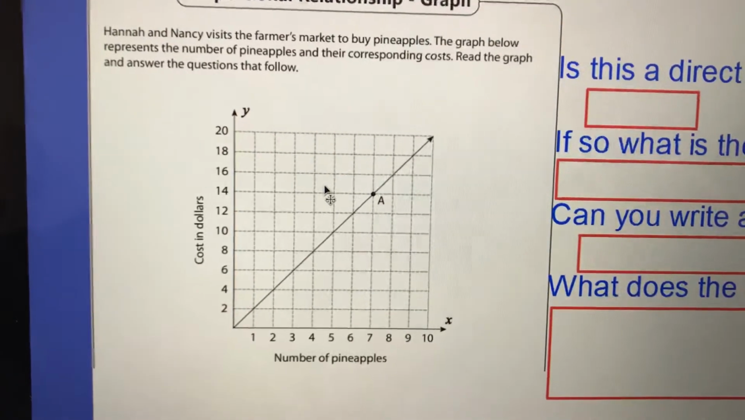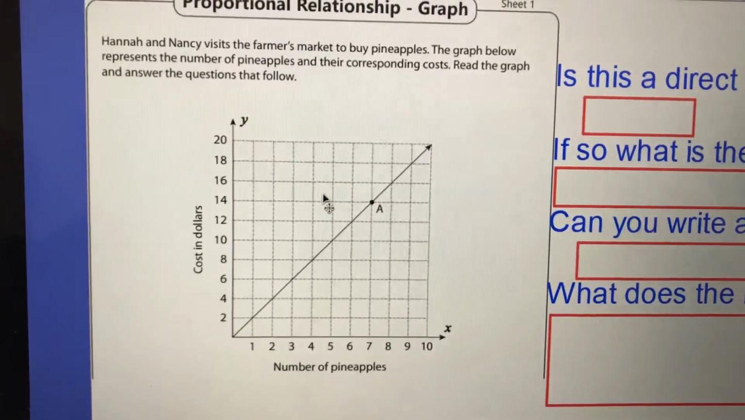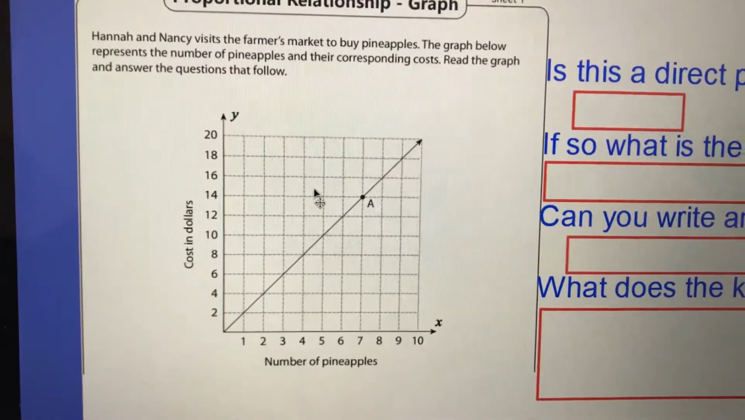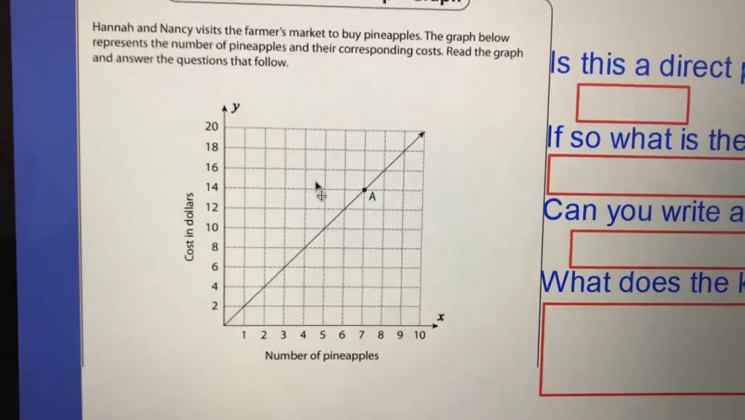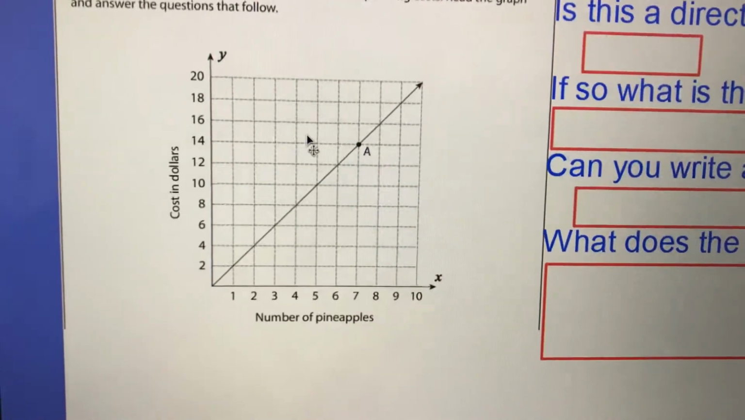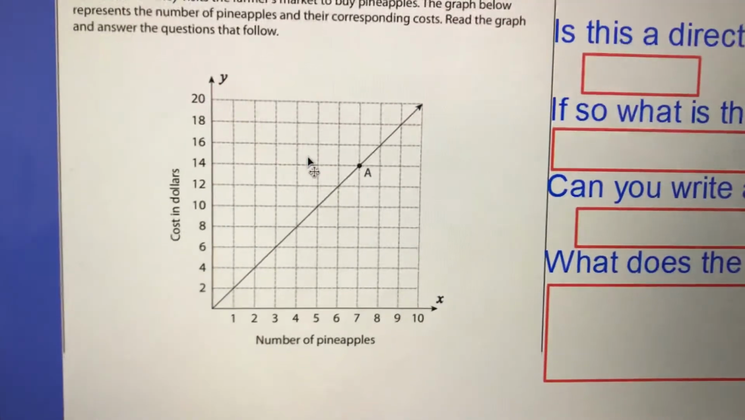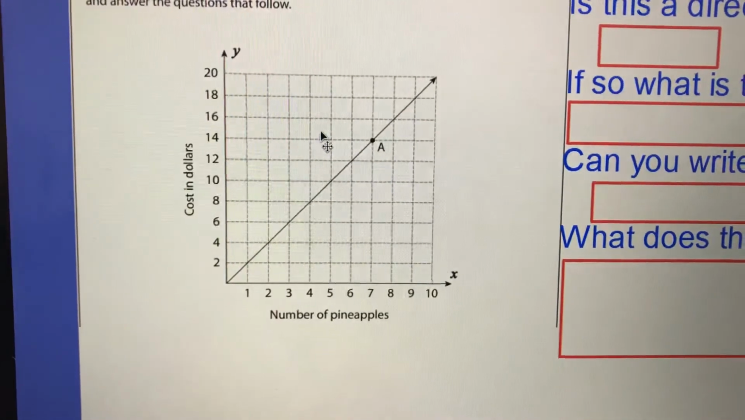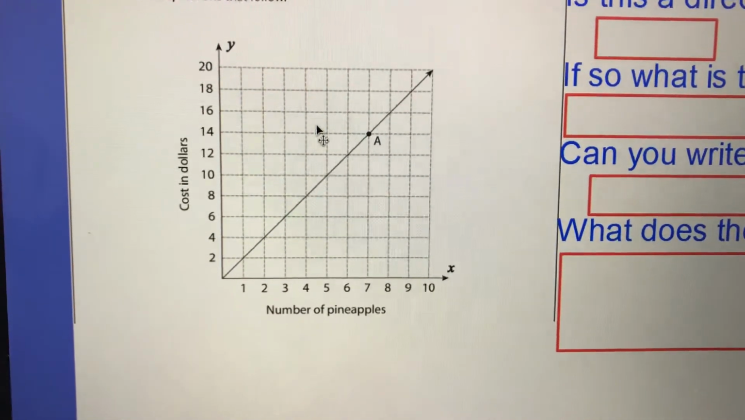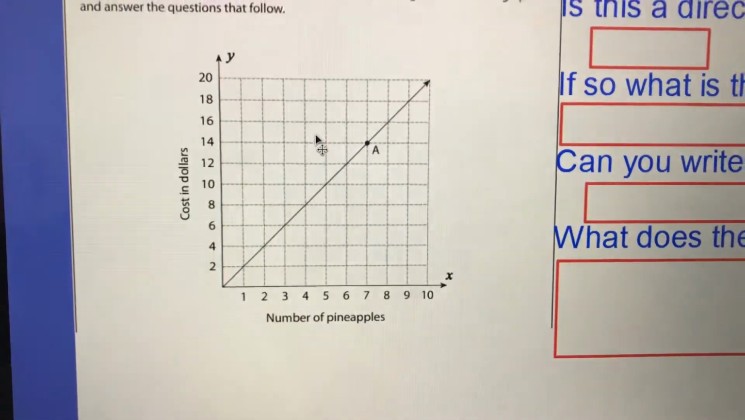So we are taking a look at this graph, and you should always start with understanding what the graph's about. And they gave you a little blurb here. So you've got Hannah and Nancy, and they're going to a farmer's market to buy some pineapples. Just a typical Saturday for Hannah and Nancy. And this graph below is talking about the number of pineapples and the cost of the pineapples. So we're going to take a look at some of the features of this graph and answer some questions.